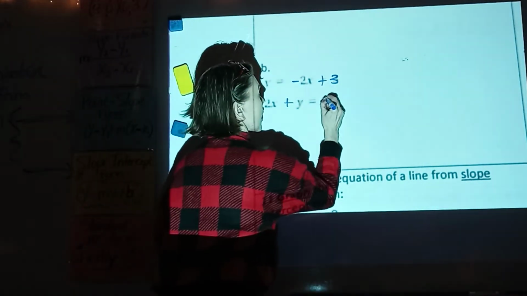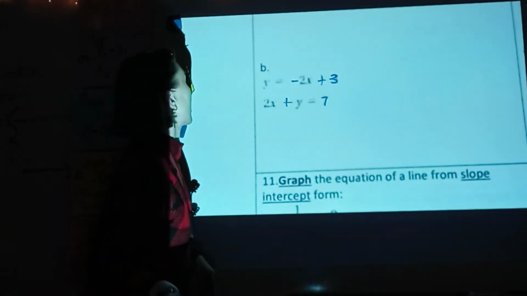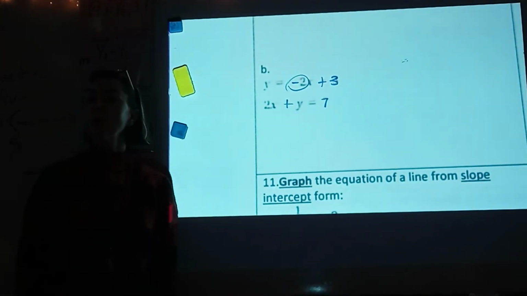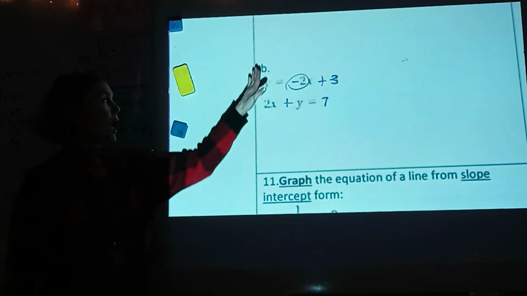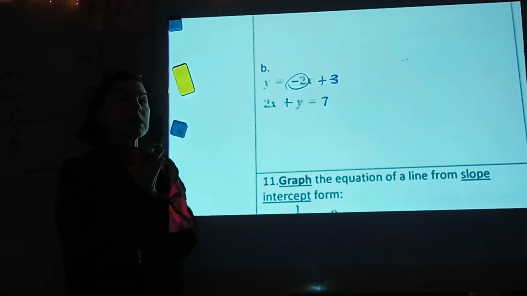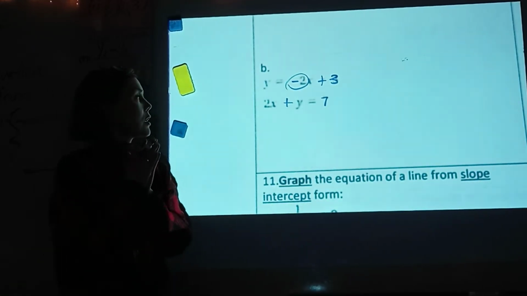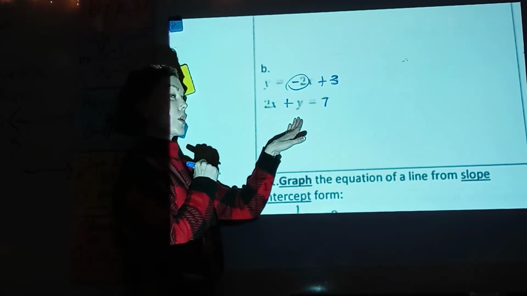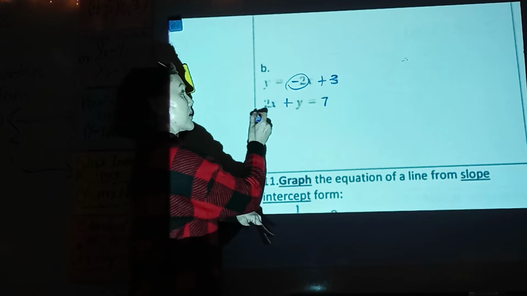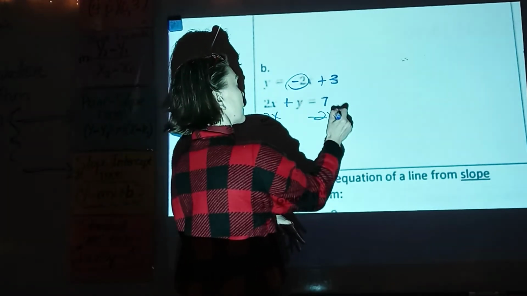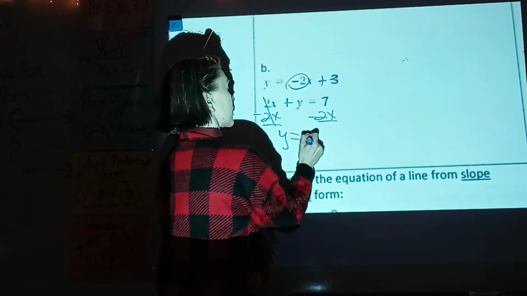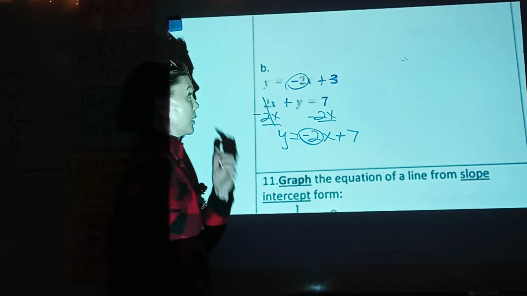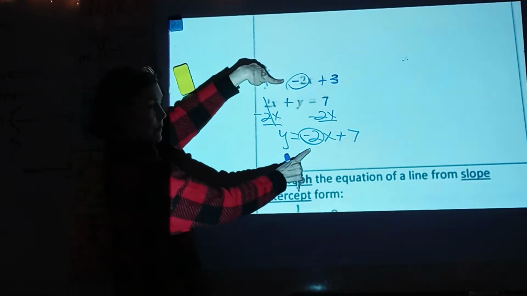Okay, so moving on. Circle your slope. Well, you've got one slope. We have to determine if these two lines are parallel, perpendicular, or neither. Okay, so that's a negative 2. Can we tell what the slope of this is yet? No, because we have to solve for y. Subtract 2x from both sides. Put it in slope-intercept form, negative 2x plus 7. Now circle the slope.